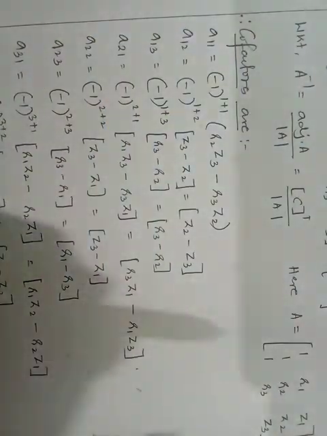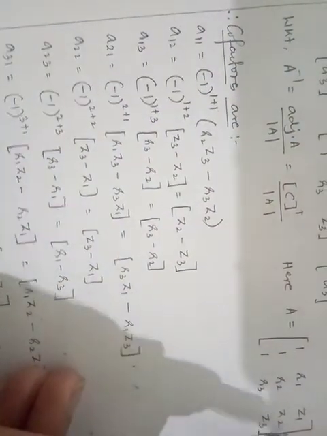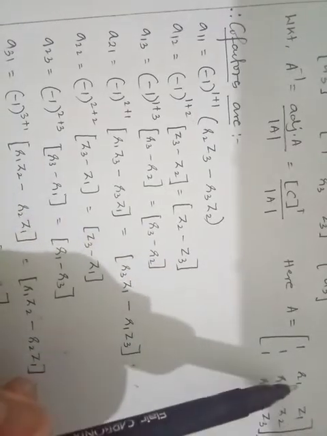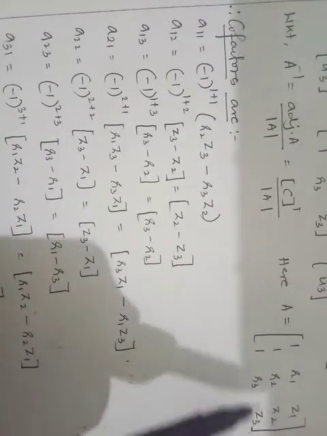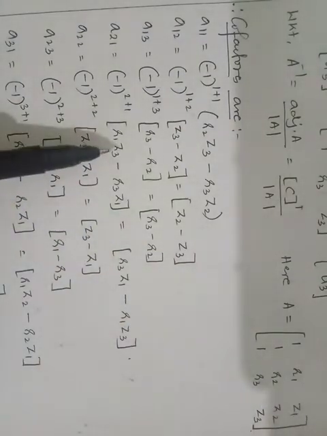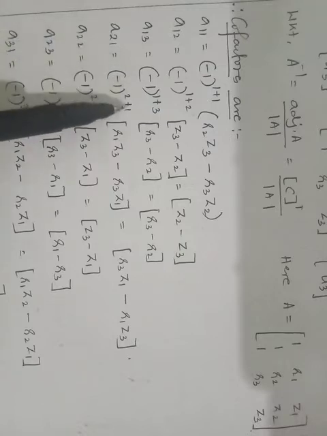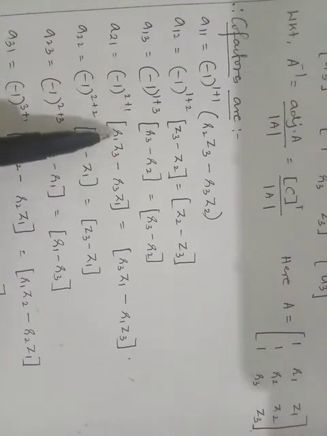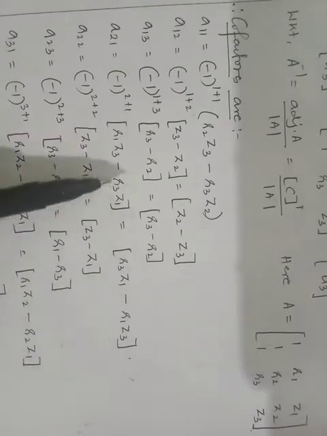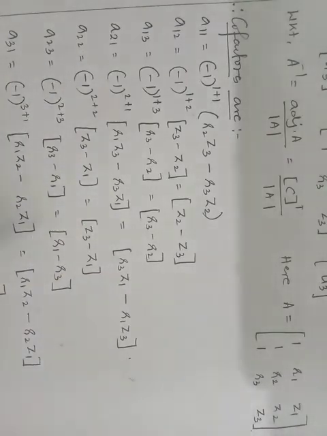If you take the second row, strike it out, and the first column, the remaining elements are R1 Z3 minus R3 Z1. That is what I have written here. Why have I taken 2 plus 1? Because the subscript here is 2 plus 1. So minus 1 raised to an odd number will be a minus sign. If I take that minus sign inside the bracket, R1 Z3 will be negative and R3 Z1 will be positive. Right, so that is how you need to calculate all the cofactors, all the 9 cofactors.